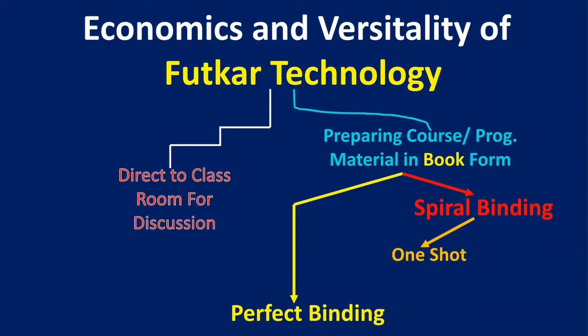In spiral binding also there are 2 types. First, one-shot spiral binding, then additive spiral binding, in which initially some material is given, then as the discussion in the class and program develops, additional materials can be given from time to time. It allows people to bring the latest material also on the spot in the classroom discussion and still have binding. Interestingly, whether it is spiral binding one shot or additive, both can be converted into perfect binding book also.